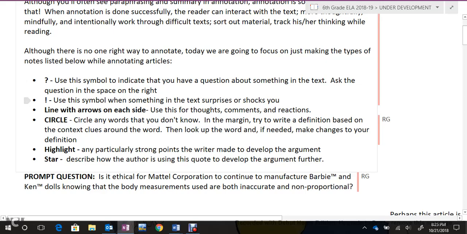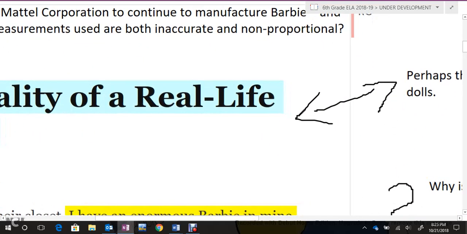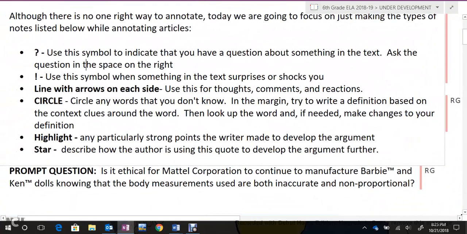The exclamation point you'll use whenever something is exciting, something shocks you, something that you didn't realize or that was totally different than you would have thought. And you'll make a little note to the side about what that means as well. The line with arrows on each side actually looks like this. That's what I mean by line with arrows on each side. Use that for thoughts, comments, reactions. You'll use that one probably the most.